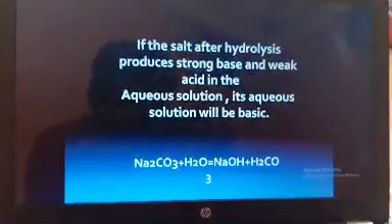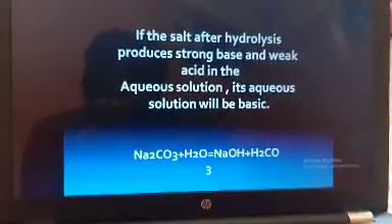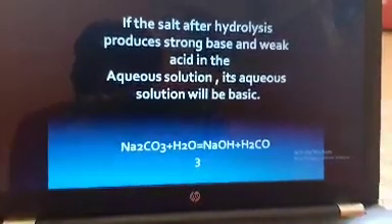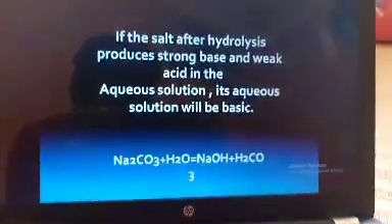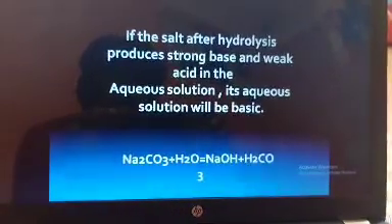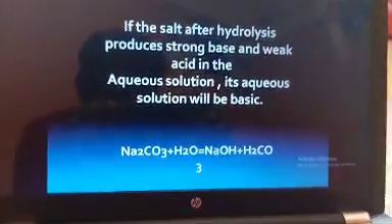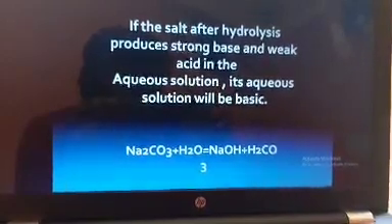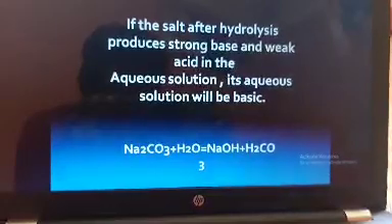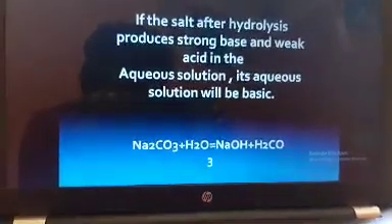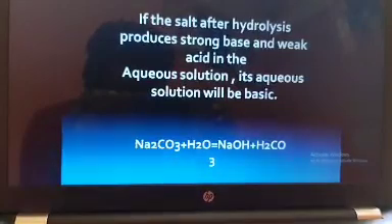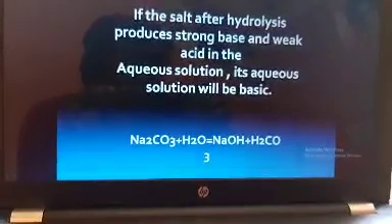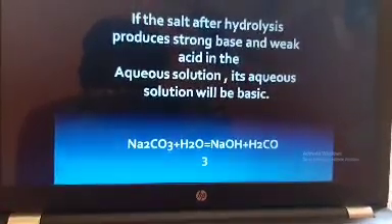Now let us consider another example here. If the salt after hydrolysis produces a strong base and a weak acid, its aqueous solution will be basic. Example I have given there, sodium carbonate and water. Sodium carbonate, see, it produces what, NaOH and the carbonic acid H2CO3. Now what happened here is that the carbonic acid being a weak acid and NaOH being a strong base, the aqueous solution of this salt will be basic in nature.